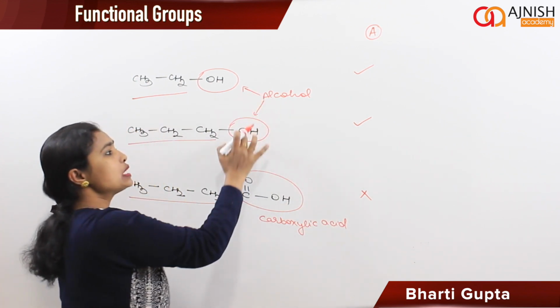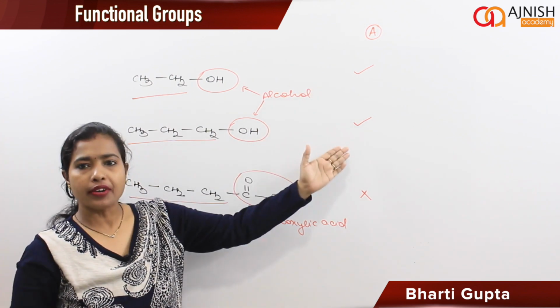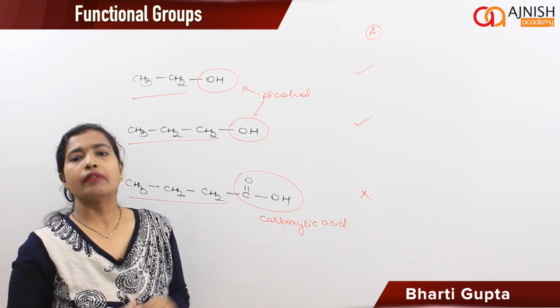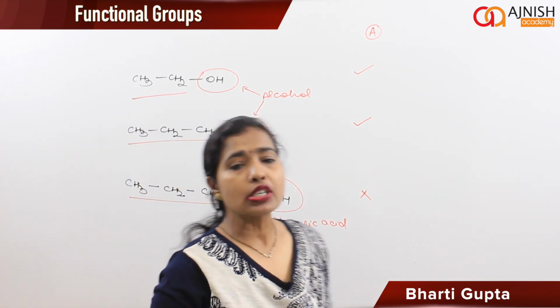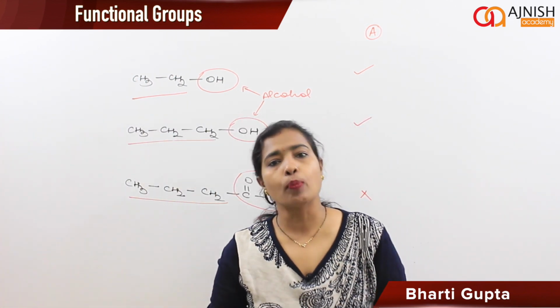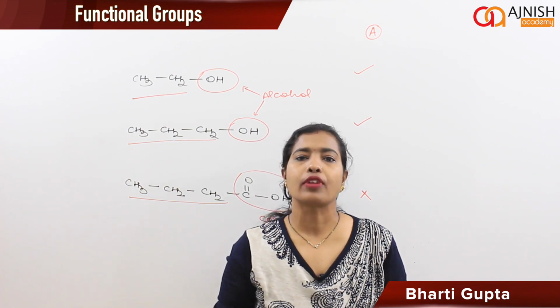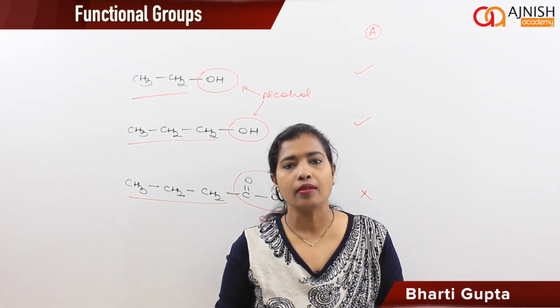So when the functional group is the same, they will show the same type of chemical reaction. When the functional group is different, they will show different types of chemical reactions. So we say functional group means any atom or a group of atoms which decides the nature of chemical reaction taking place in a molecule.